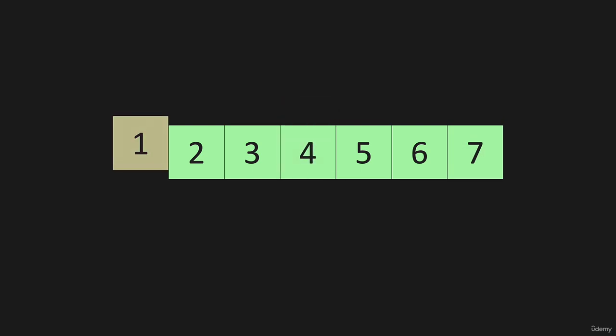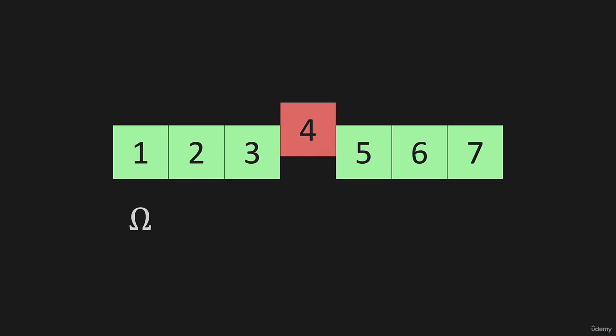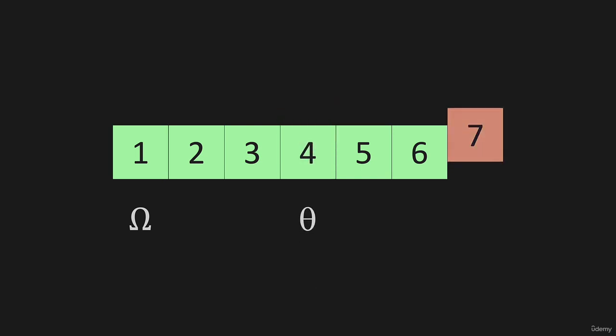So when someone talks about the best case scenario for running a piece of code, that is omega. The average case is theta, and worst case is omicron or O.